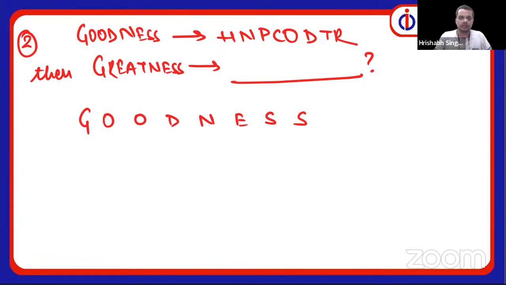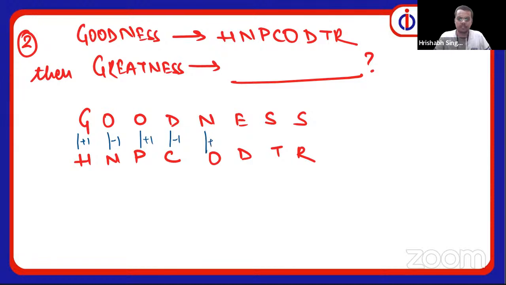Try to recognize the pattern. How is it coded? H N P C O D T R. Okay, so what can we see here? So G to H is plus 1, N to O is minus 1, plus 1, minus 1. Positions are changing: plus 1 position, minus 1 position. Plus 1 position, minus 1 position. Okay, goodness is plus 1, minus 1, plus 1, minus 1, plus 1, minus 1.